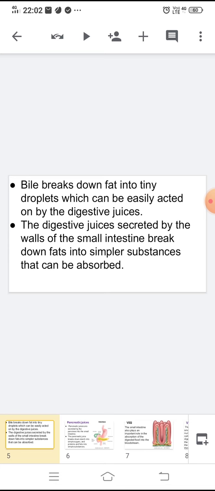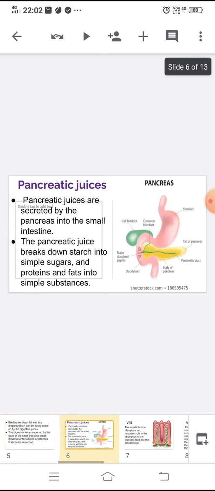The next one, the digestive juices. The digestive juices secreted by the walls of the small intestine break down fats into simpler substances that can be absorbed. The next one is pancreatic juices. Pancreatic juices are secreted by the pancreas into the small intestine. The pancreatic juice breaks down starch into simple sugars, and proteins and fats into simple substances.